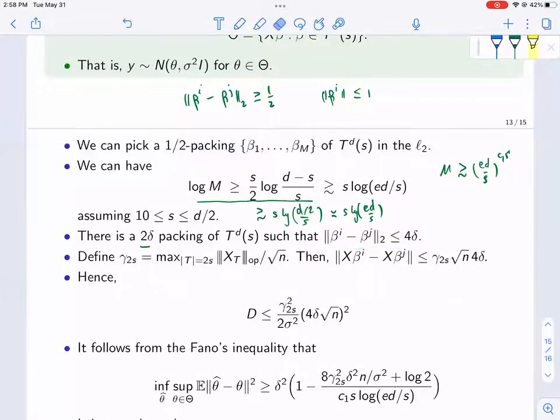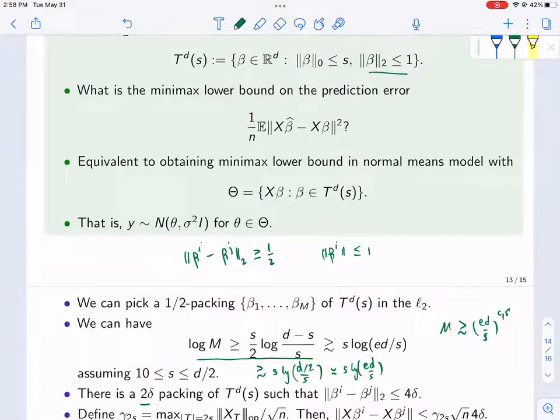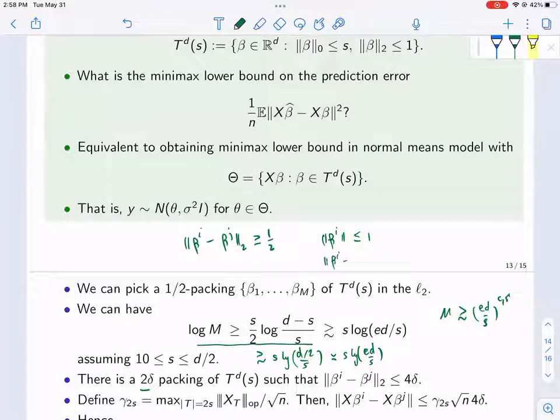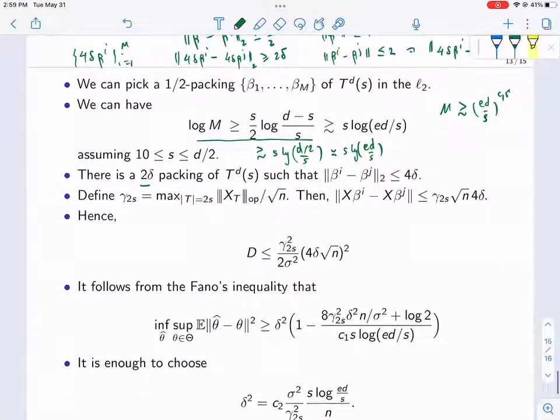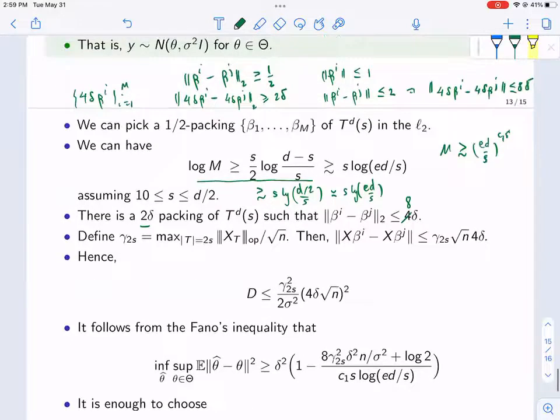So these are in the L2 ball, right? So beta i minus beta j is also bounded by 2. Now if I multiply everything by 4 delta, I get 4 delta beta i minus 4 delta beta j bigger than 2 delta, and this would also be less than 8 delta. So it seems like at least 8 holds. I think there are probably some typos in the argument in the book here. Not sure.